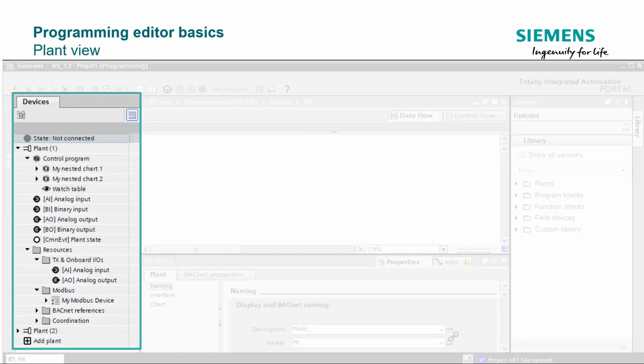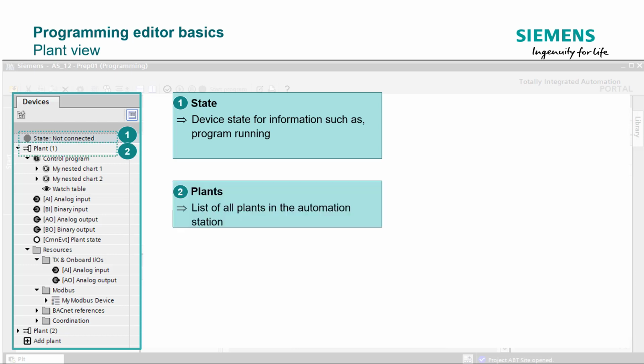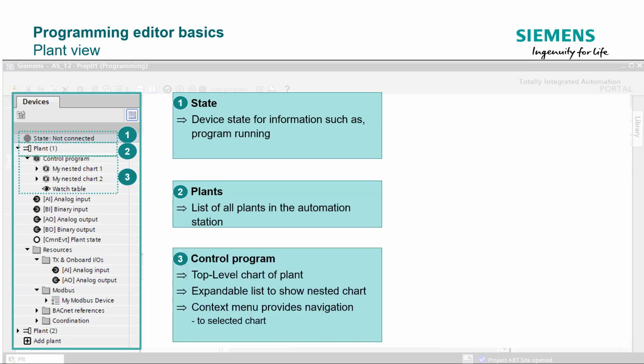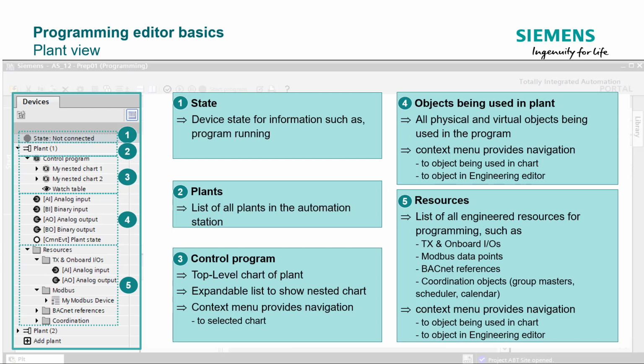Let's take a deeper look on the plant navigation view. Firstly, the state of the device is visible. Then, the list of all the plants in this device. Under each plant is the control program, which is the top-level chart. The nested charts, if created, are then visible after the control program. Further, you can see all the physical and virtual objects in the plant. And, finally, the resources are shown. This comprises of all the engineered resources such as TXIOs, Modbus data points, BACnet references, and the coordination objects.